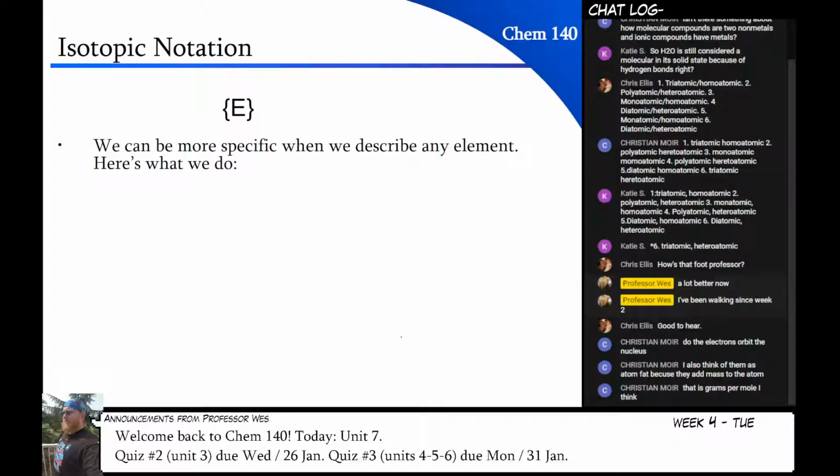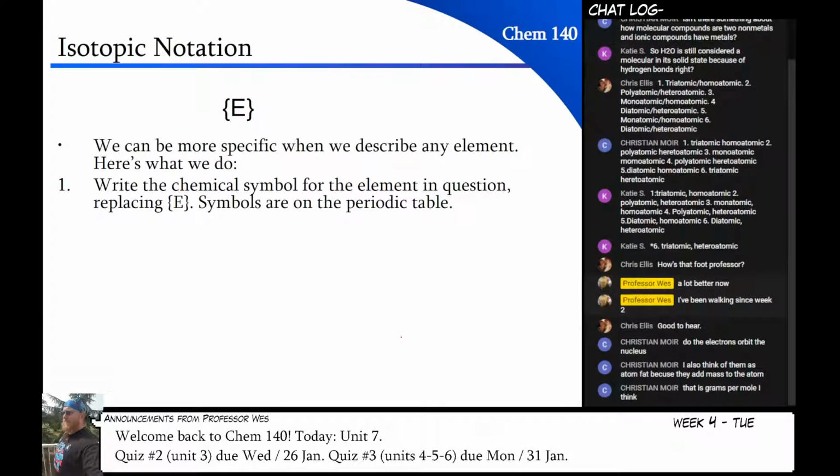All right. Here is what we're going to do to write these isotopic symbol notations. The first thing we want to do is, I have on the screen curly brackets E. We're going to scribble out the entirety of that symbol and replace it with whatever element we are looking at on the periodic table. The only reason I put the curly brackets in there is because when I had just the letter E, everybody would just write E instead of the actual symbol. And I want you to replace the entire thing with the symbol.